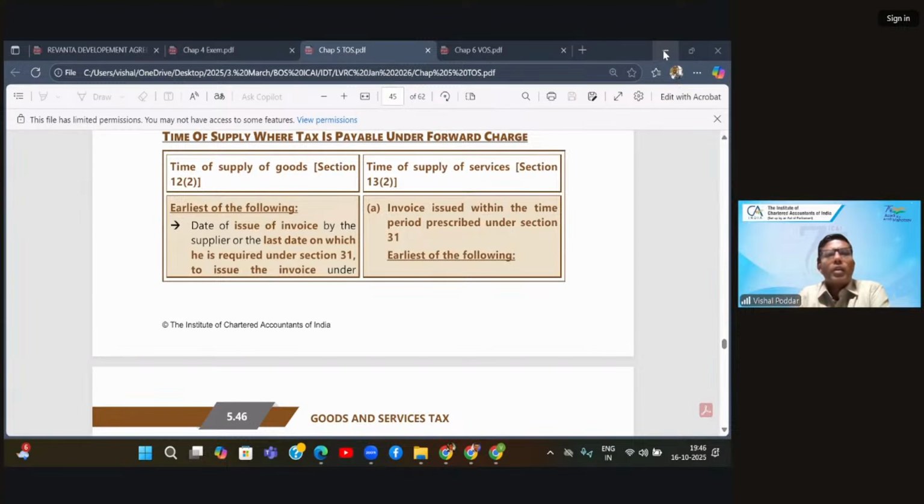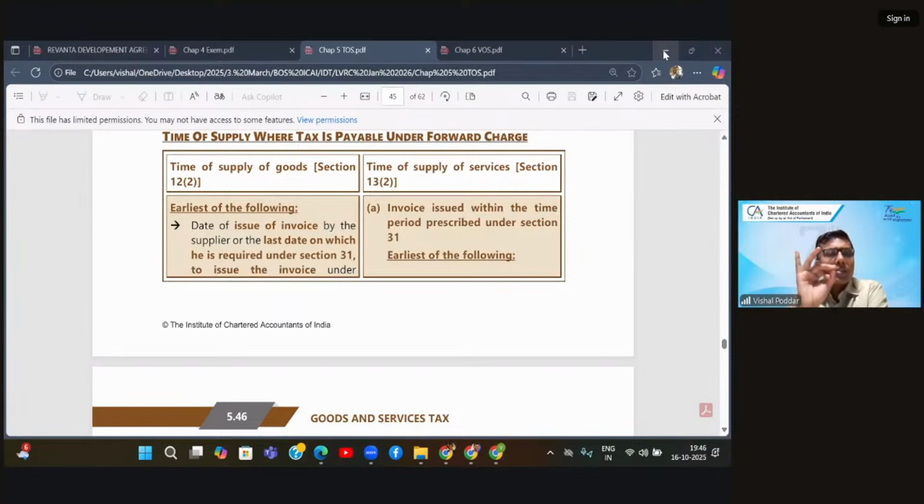Now we come to time of supply of service under section 13(2), and again it is forward charge. Again in service also there are three types of transactions: special transaction, continuous supply of service, and regular transaction of service. Now for all these three transactions, we have to see the earliest of three dates. First is the date on which the invoice should have been issued, second the actual invoice, and third the date of payment. Here the date of payment has to be seen because there is no relaxation. Now what is the date of payment? That is also defined in the law.